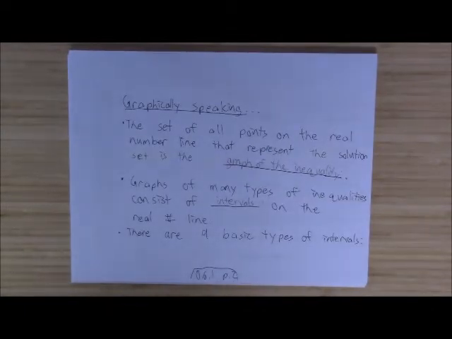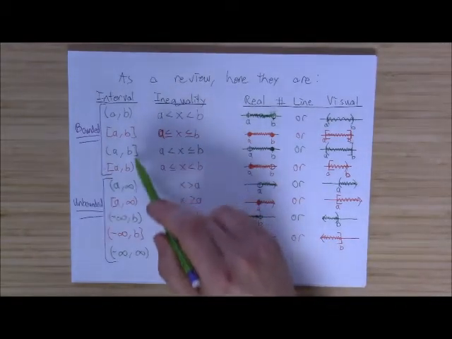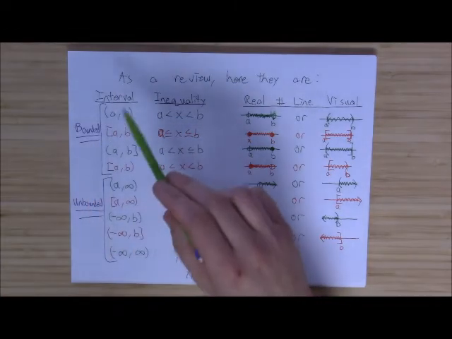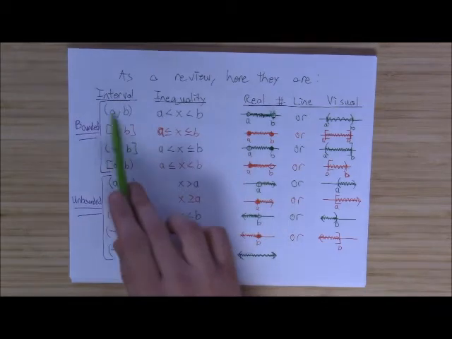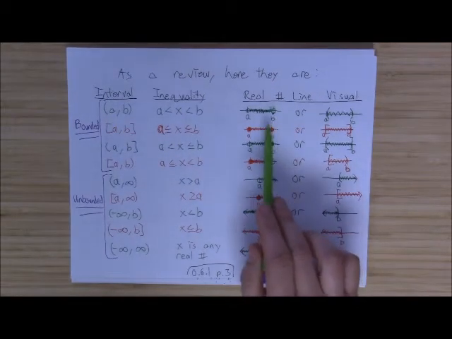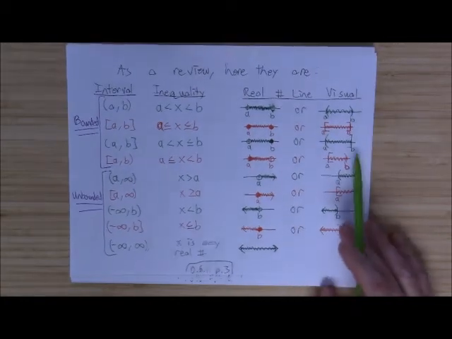Now, there are 9 basic types of intervals. We went over these in an earlier video, but just in case you need a refresher, we're going to go back over them quickly. So here are the 9 different types of intervals. Here we have 4 different types of bounded intervals. That is, we have the one where it's open on both endpoints, closed on both endpoints. Remember, open means you don't touch those spots. Closed means you do touch those spots.